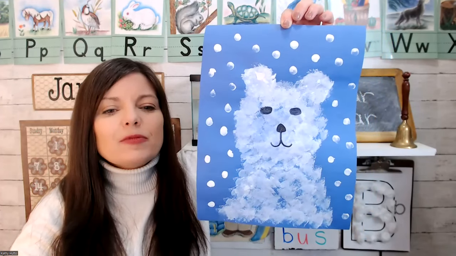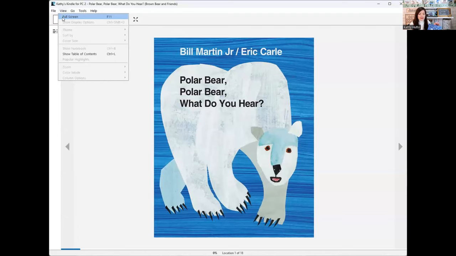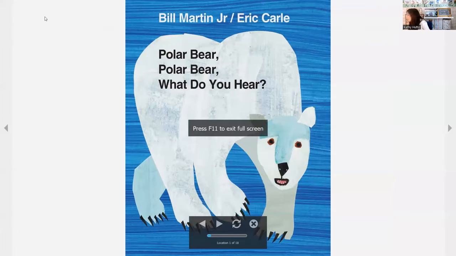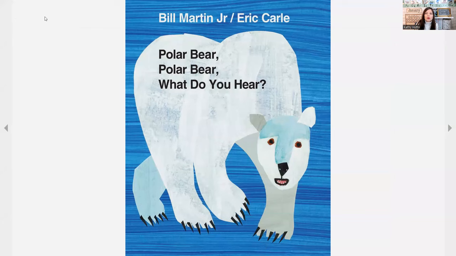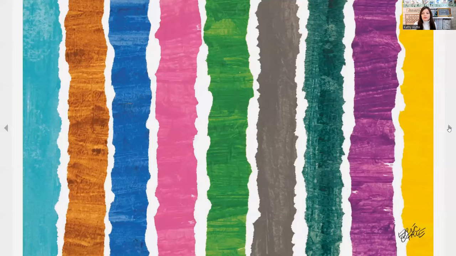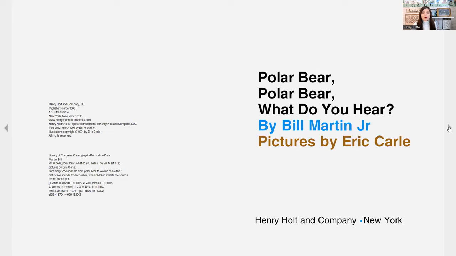Well, it is time for story time now. And the name of our book today is Polar Bear, Polar Bear, What Do You Hear? By Bill Martin. Pictures by Eric Carle.